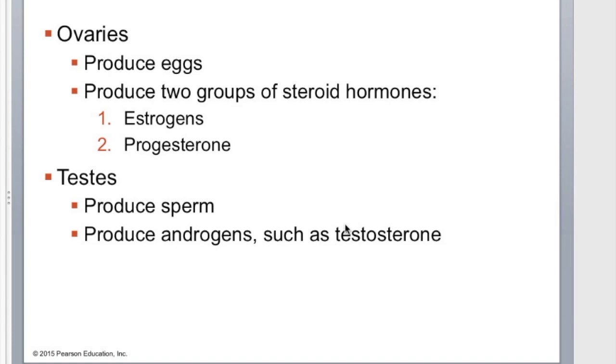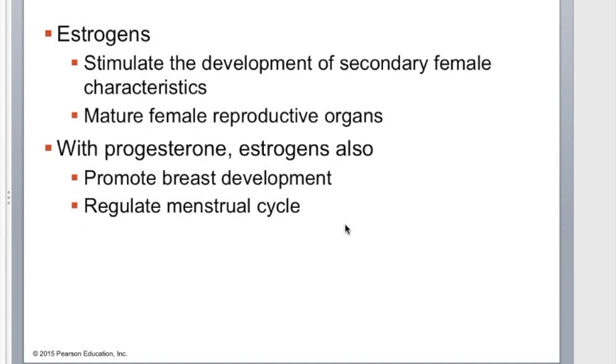Your gonads, you've got your ovaries, which produce your eggs in women, and there's two hormones or two steroids that they release, your estrogen and your progesterone. In your testes, which produce your sperm, they produce androgens such as your testosterone. So testes produce testosterone, ovaries produce estrogen and progesterone. Estrogens, they stimulate your female characteristics. Estrogen is what prompts puberty.